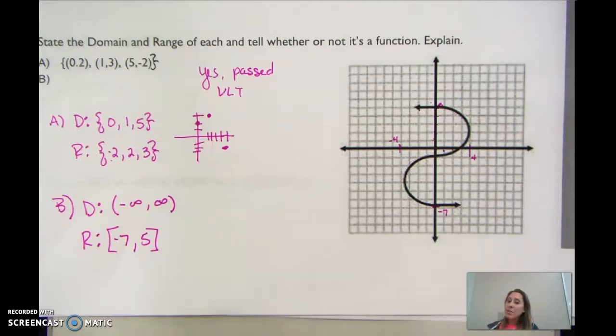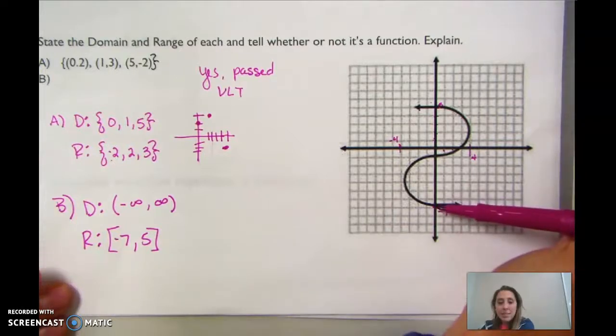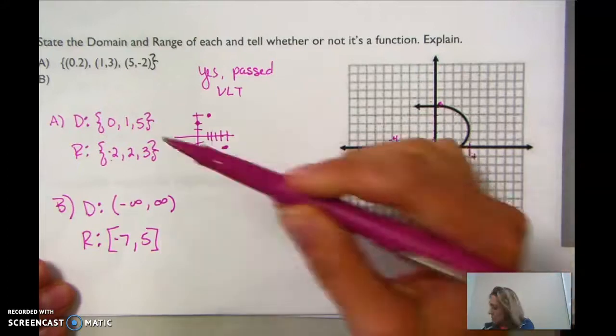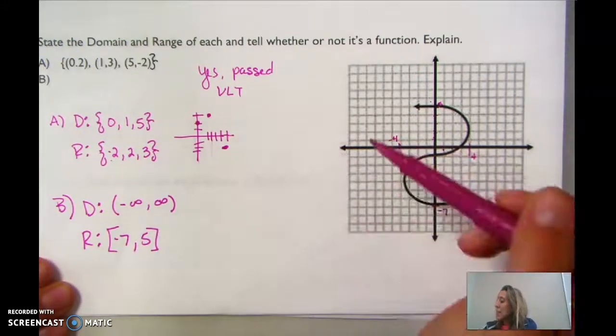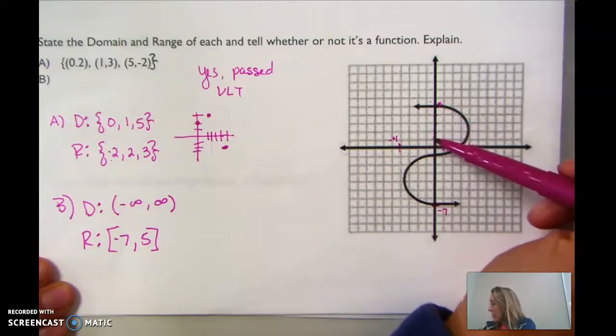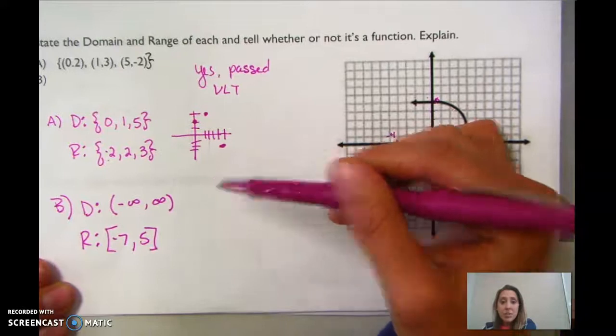Now, the y values were a little bit different. I could see that it was never going to go past -7. It was never going to get any smaller because that's a straight horizontal line. So I put -7 and that it was included. Then up here I got to 5. I think that's right. 1, 2, 3, 4, 5. And I put 5 and it's also included.